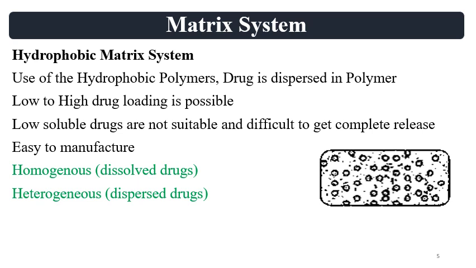The hydrophobic matrix system involves the use of different polymers and sometimes fatty materials, which can give the hydrophobic matrix system. These may have two systems: a homogeneous system in which the drug is dissolved, and a heterogeneous system in which the drug is dispersed in the polymer.